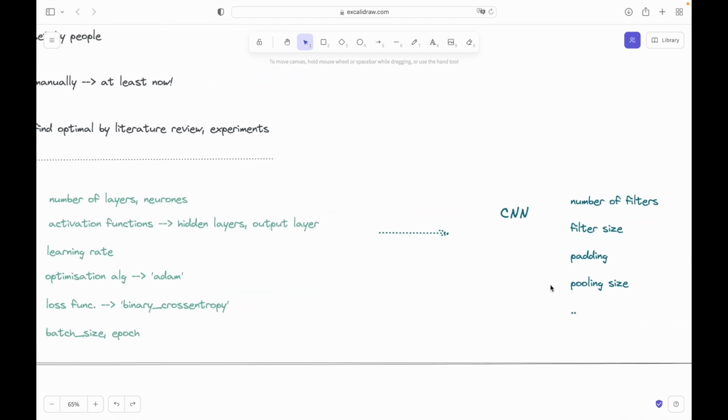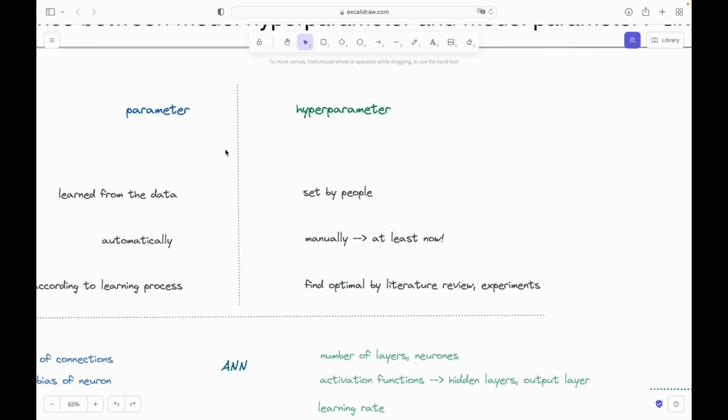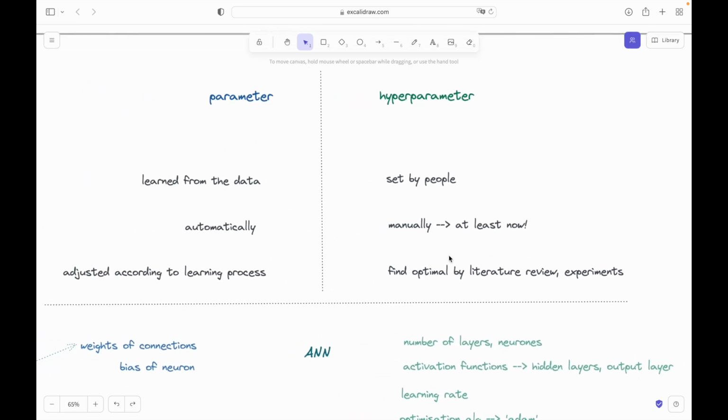If you have a CNN model, then number of filters, filter size, padding, pooling size, and more. And as you see, there are more hyperparameters according to the specific architecture. But you should know the difference between parameter and hyperparameter in the deep learning context.